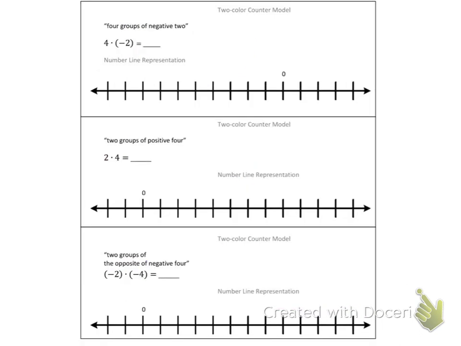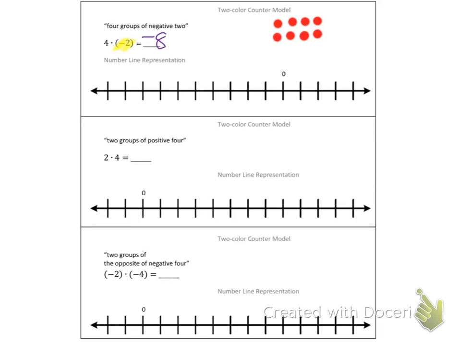Let's look at a couple more. We now need to find 4 groups of negative 2. So what I'm going to do is I'm going to draw my model. I'm going to make 4 groups of negative 2. I'm going to use red because my second factor is this negative 2. So I'm using red to represent the negative integers. And I'm going to have 4 groups that have negative 2 in each. So I'm going to go 1, 2. There's 2 groups, 3 groups, 4 groups. And you can see the resulting answer would be a negative 8.